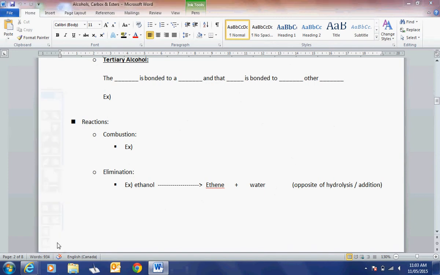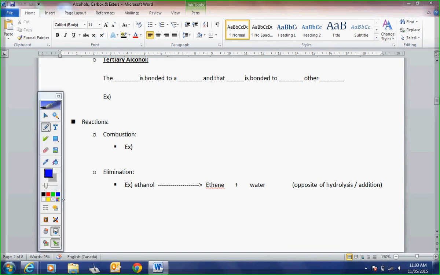Tertiary alcohol is when the OH is bonded to a carbon, and that carbon is bonded to three other carbons. So for example, here's your OH, it's bonded to a carbon, and that carbon is bonded to 1, 2, 3 carbons. And then you can expand if you like, right? On all three of those carbons, you can put another carbon, but I'll just put one this way and one this way, and I'll leave that as just a methyl.